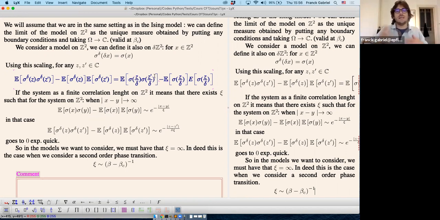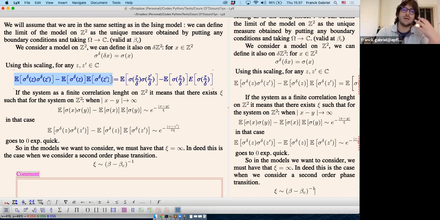This behavior is captured by the notion of correlation length. A system on Z2 has a finite correlation length if you have decay which is exponential. But if you have exponential decay, it means that when you take the scaling limit, this will decay exponentially in delta, and this is not nice. This is not what you want.